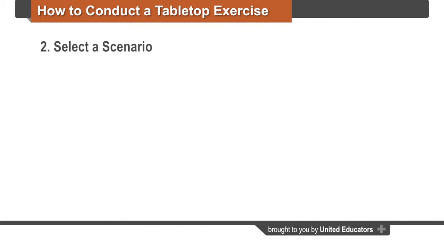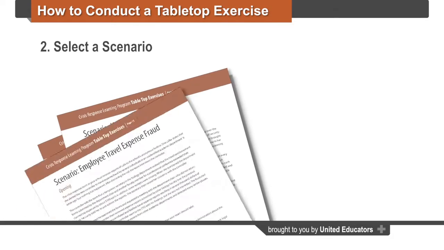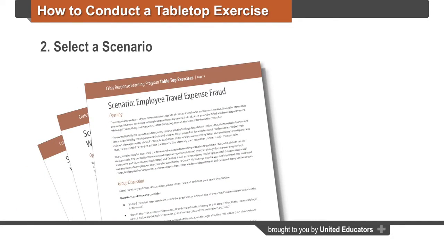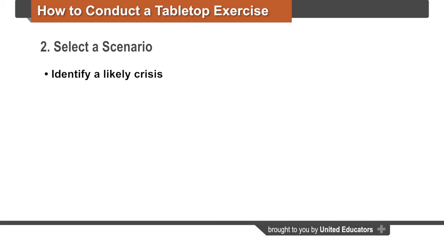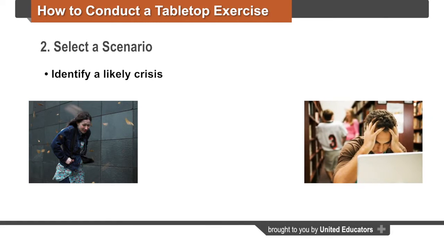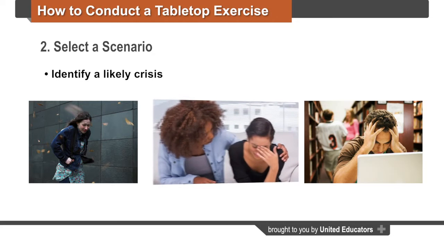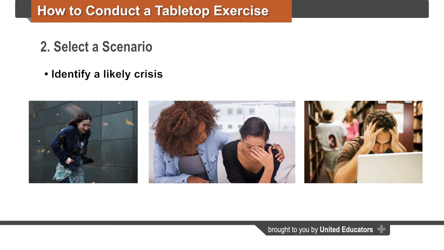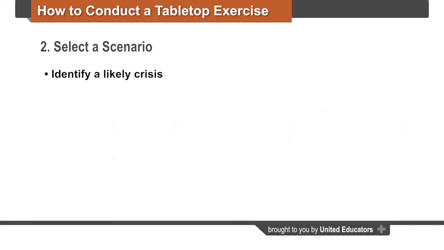The next step is selecting a scenario. An effective tabletop scenario should be realistic, engaging to participants, and aligned to meet the predetermined objectives. When identifying a likely crisis, consider factors such as risks specific to your geographical area, such as a severe weather event that could shut down power to research labs, mission-specific risks, such as a sudden loss of the IT infrastructure during finals week, and issues that could generate negative publicity, such as allegations of sexual misconduct by an employee.